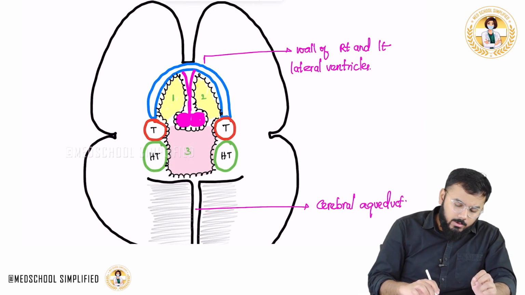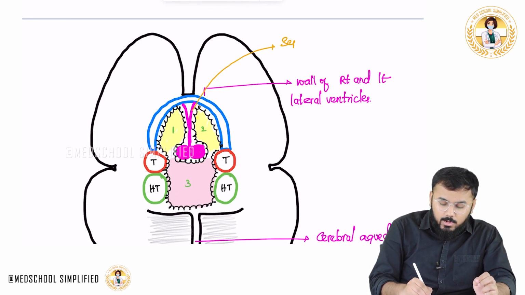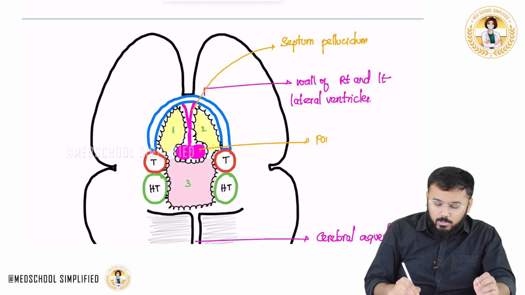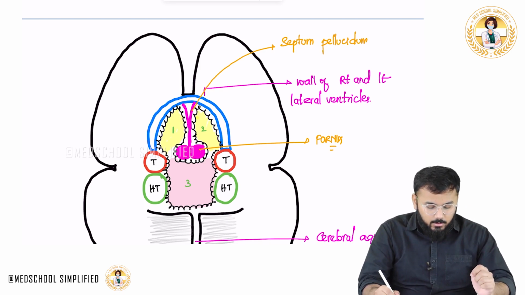And by the way, not to forget that this particular thing over here is called your septum pellucidum, okay, and these structures are called your fornix. This structure is called your fornix. So this is the important thing you need to know, okay.